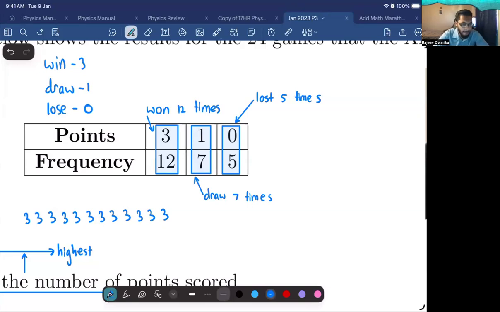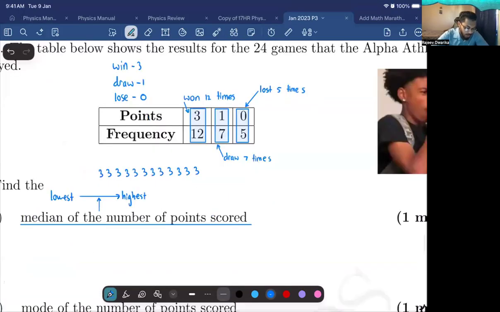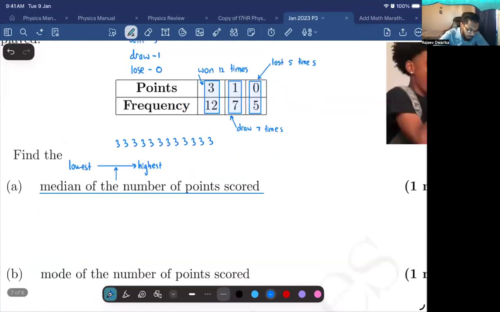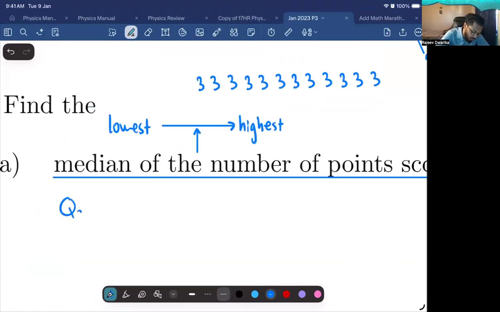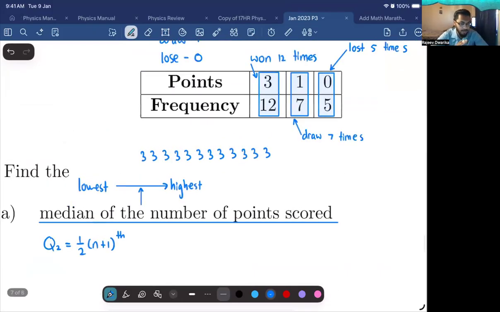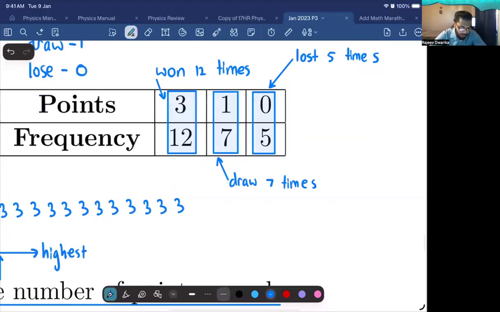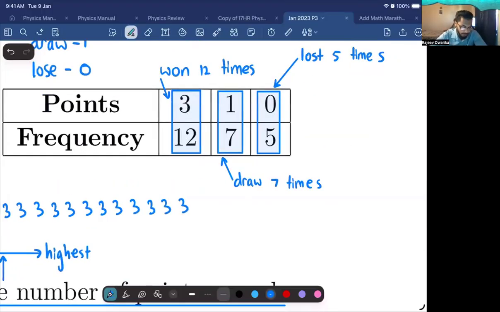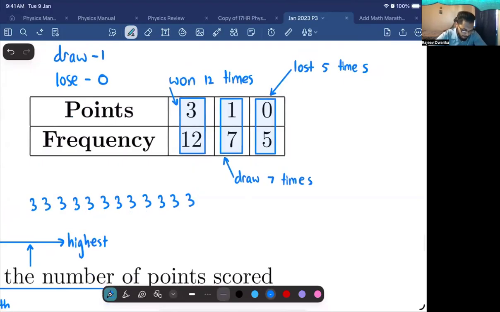Sir, is there something I could use instead of doing it the long way? Yes, but I just want to show you the concept, right? The formula you're talking about is Q2 equals a half of n plus 1, and that would tell you the position. But I'm just showing you all the concept. I think the concept is important to see. How many times would you see a draw? 7 times, sir.